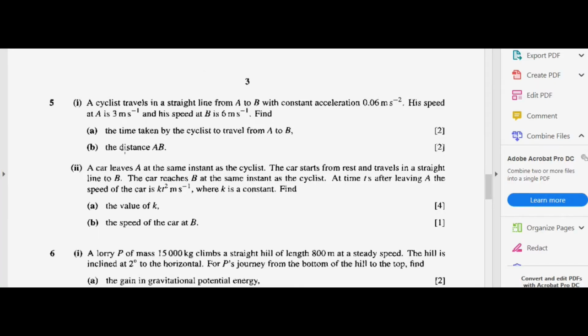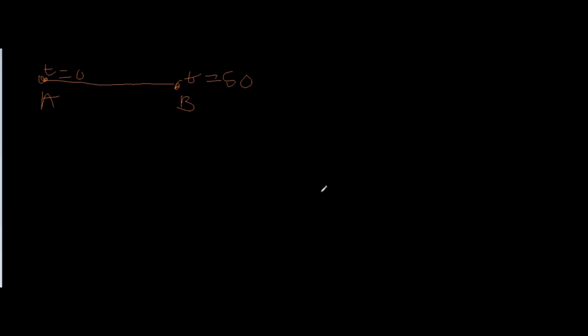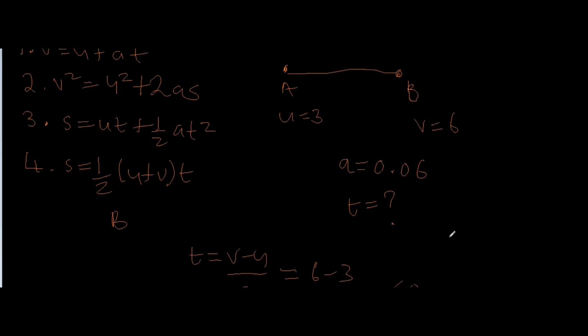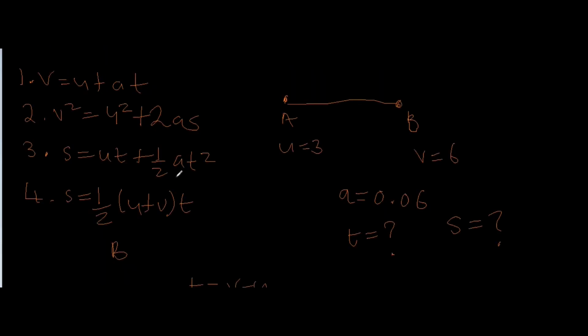And then the second part of the question is, find the distance AB. So again, we are looking for the distance. We are looking for s. So we have u, we have v, we have a, and we're looking for s. So which equation is going to have these four variables? Well, it's going to be this one. It has v, it has u, it has a, and we're looking for s. So v squared is equal to u squared plus 2as.